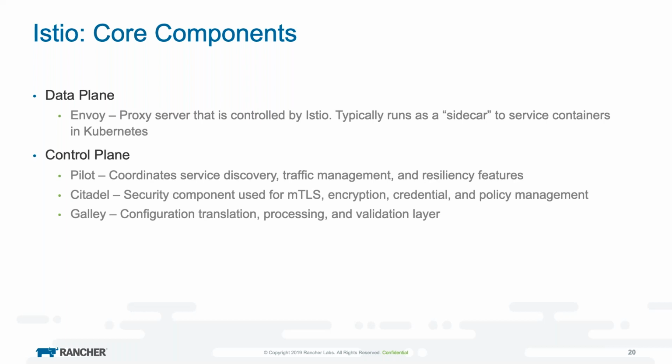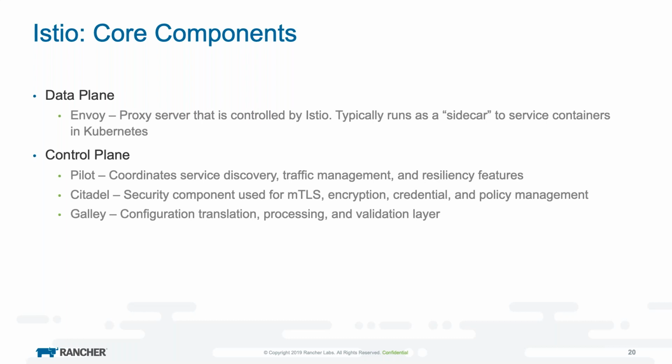If that handles all the traffic and routing, then Citadel handles the security. So Citadel is the security component for Istio that we use for mutual TLS, we use it for encryption, and credential and policy management. So Citadel is the control plane component responsible for implementing authn, authz, mutual TLS, things like that we've talked about so far.